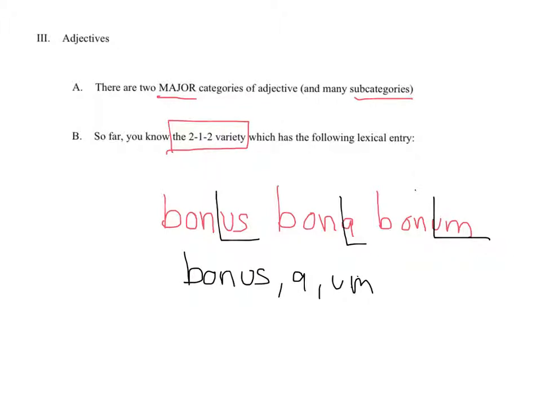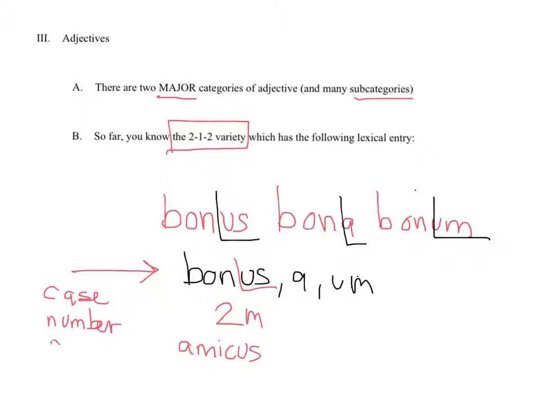I call these 212 adjectives because the first form, bonus, looks just like a second declension noun that you just practiced, amicus. And bonus is declined exactly the same as that second declension noun. It's a second declension masculine. Remember, adjectives agree with the nouns they modify in case, number, and gender, so they have to have all 3 genders. Therefore, the lexical entry consists of the masculine form, bonus, the feminine form, bona, and the neuter form, bonum.